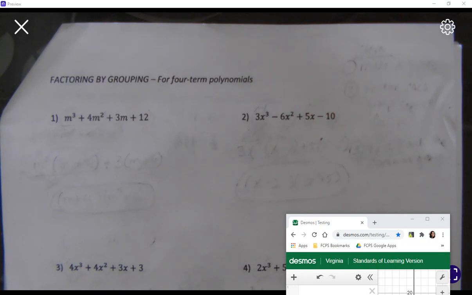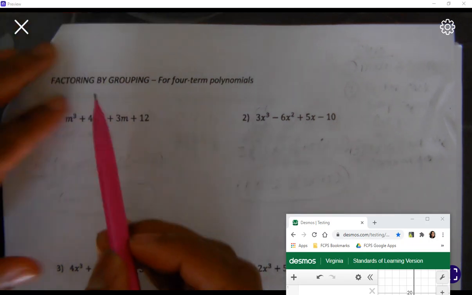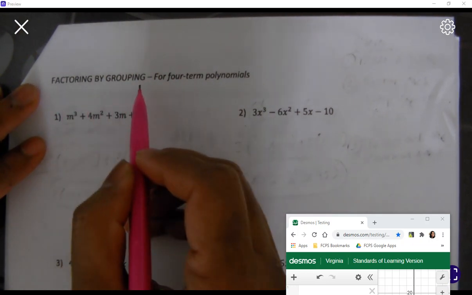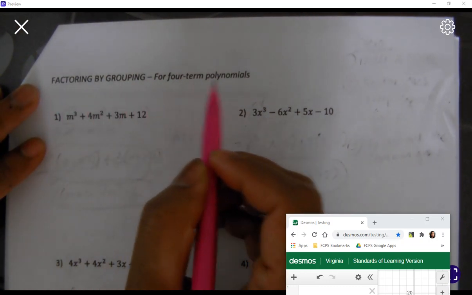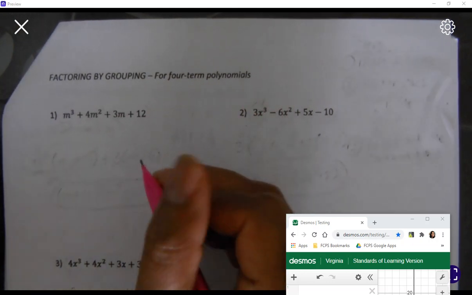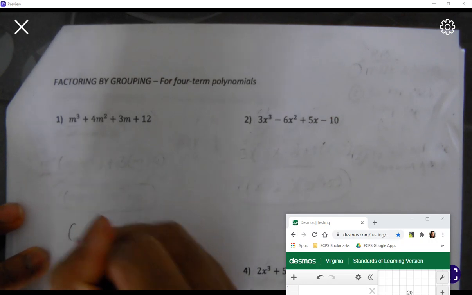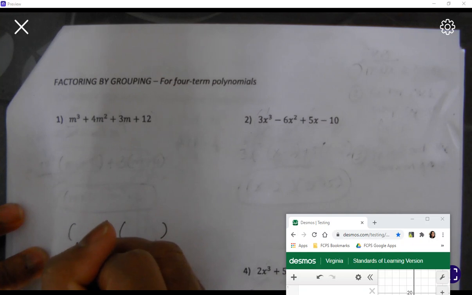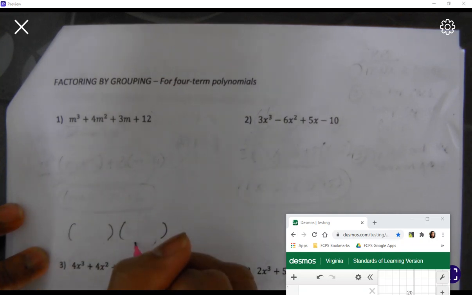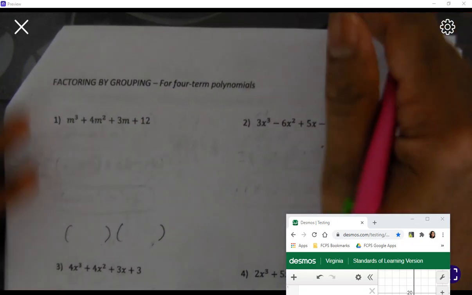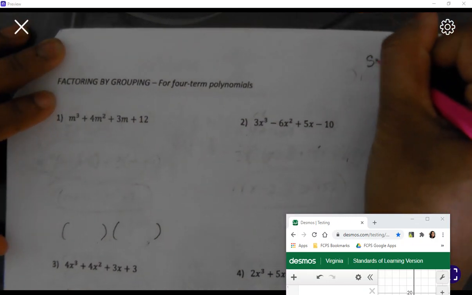Alright, so here is page 4 for Unit 2. I'm going to teach you how to factor using the method of grouping, factoring by grouping, when we have 4-term polynomials. When we're factoring something, we want the answer to be in this form. Usually we have a binomial here and a binomial here. It has a bunch of steps, so I'm just going to list the steps out here.